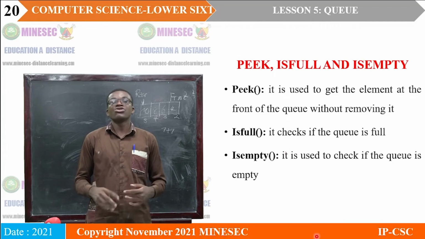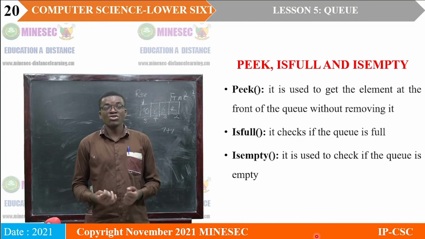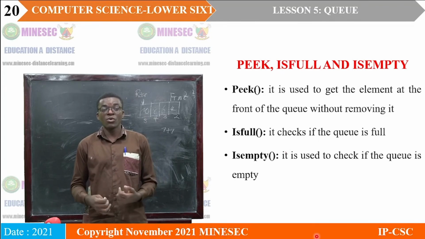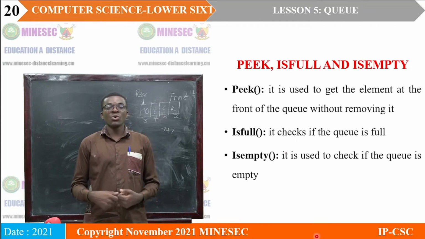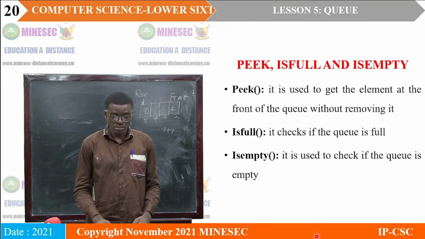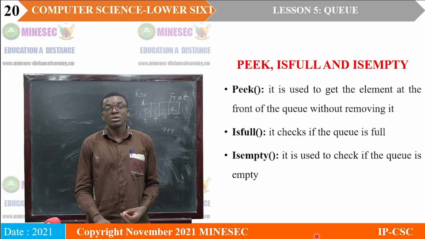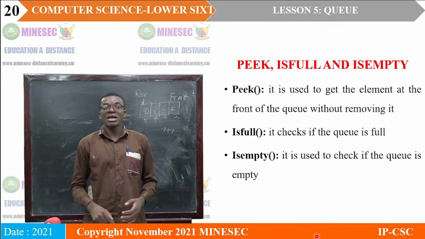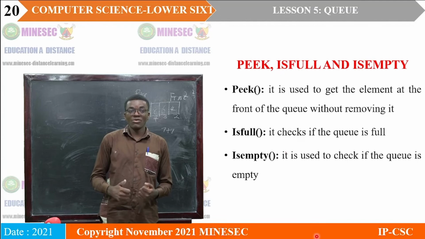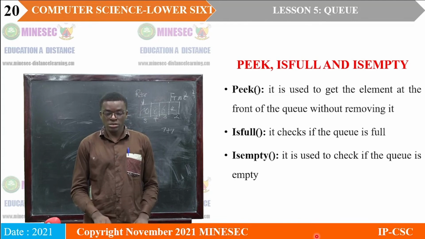Is full is used to check if the queue is full. Is empty is used to check if the queue is empty. Peek is used to get the element at the front of the queue. Peek in a queue is the same as top in a stack.